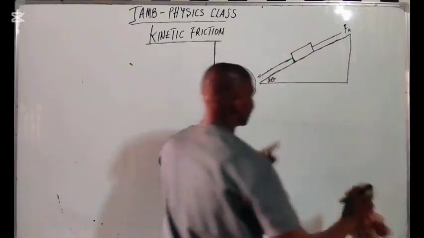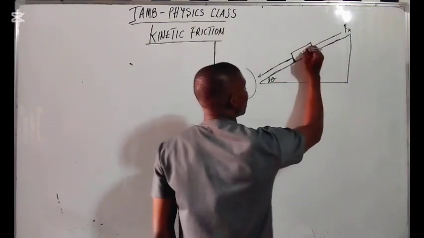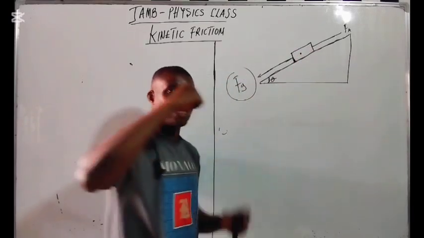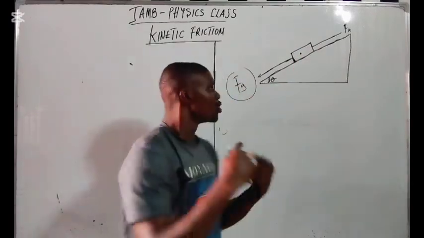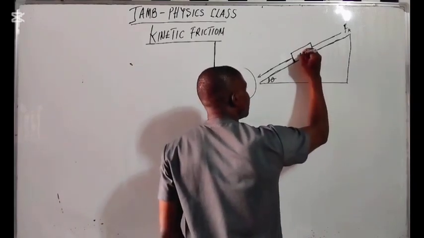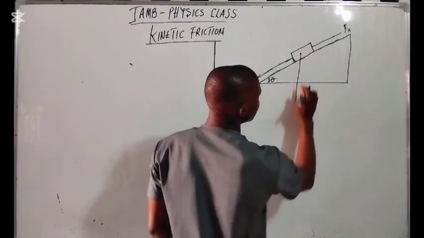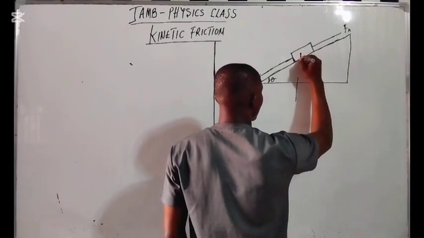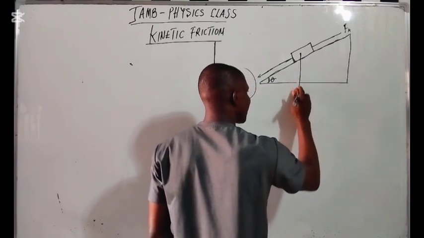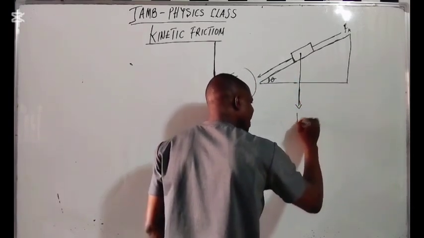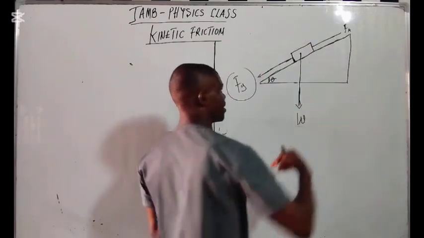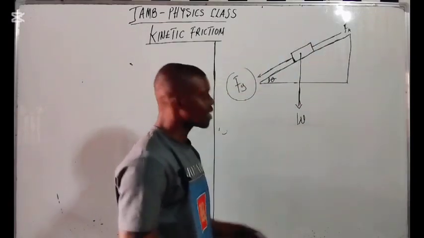Now, if you check this here, the object always has a mass and a weight, right? So the weight is acting vertically like this. This is the weight of the object. So here you can say W. It acts vertically.